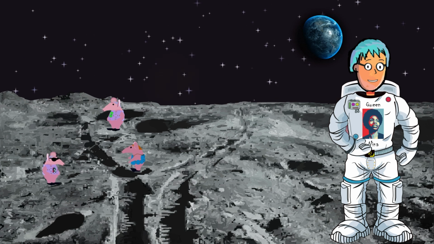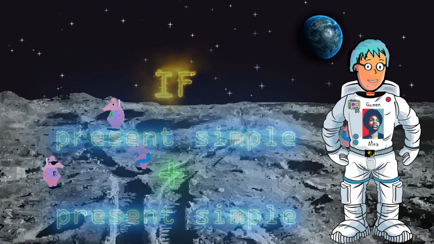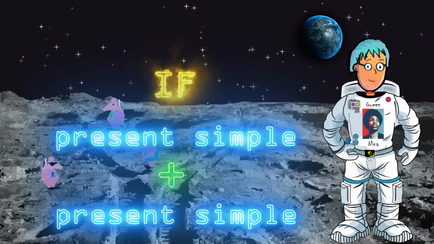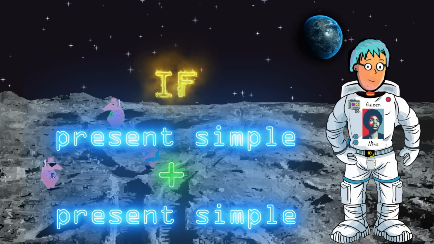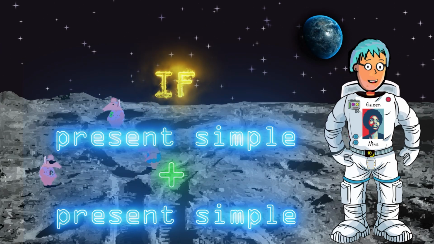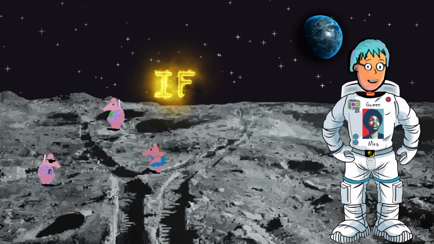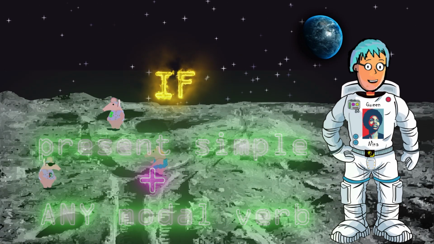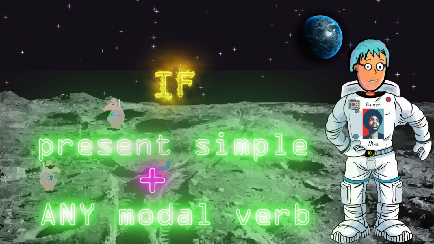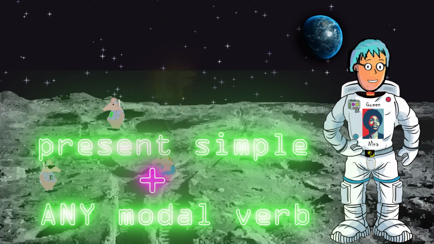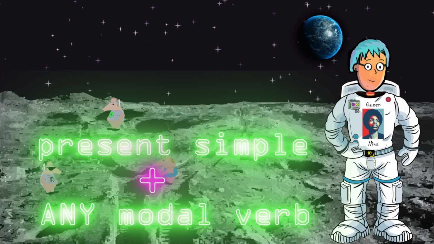So let's do a quick review. The zero conditional is for things that are true, for facts, and we use the present simple and the present simple, and we don't often use it when we speak. We prefer to use the first conditional, and the first conditional is for things that are real, and we use the present simple and any modal verb.